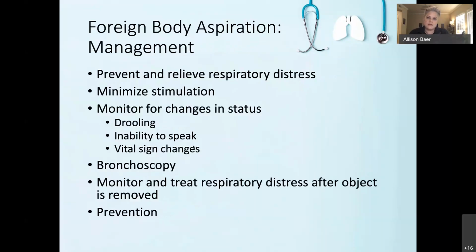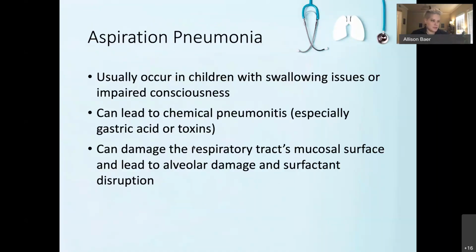To manage this, you're going to want to relieve their respiratory distress, try to calm them down, minimize stimulation, and look for changes in their status, so as to make sure they're not getting worse. They can do a bronch to go in and pull it out, hopefully, but just watch for respiratory distress. Sometimes they cough it out themselves eventually. It just depends how far down it is. And then prevention, obviously keeping little things away from kids and watching them while they eat.